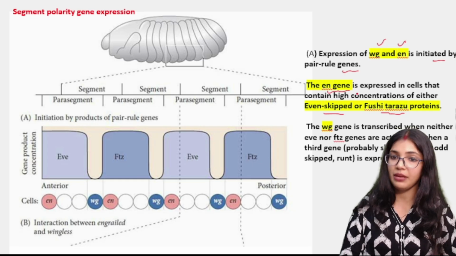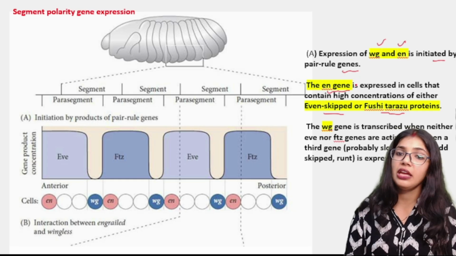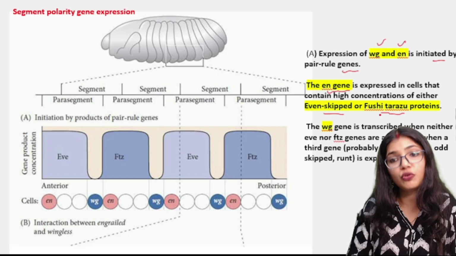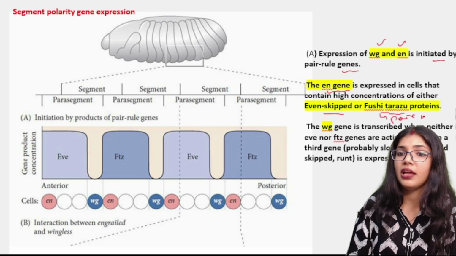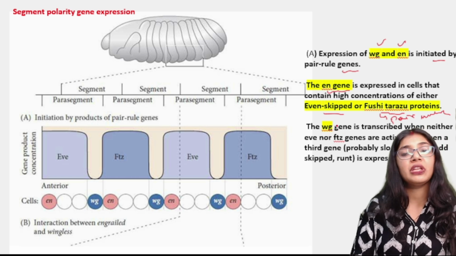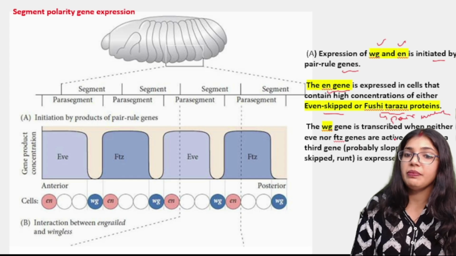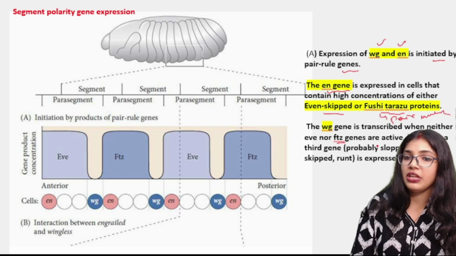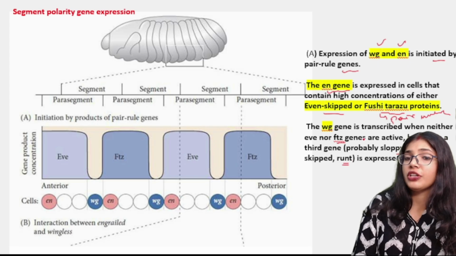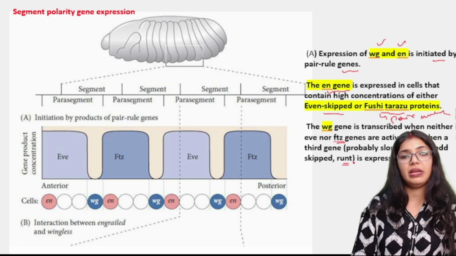The engrailed gene, which is a segment polarity gene, will be synthesized when there are even skipped and fushi tarazu. What are even skipped and fushi tarazu? They are pair rule genes. Now the next protein is the wingless protein, which is a segment polarity gene. The wingless protein will be transcribed when genes like FTZ are active. Next are sloppy paired, odd paired and runt. When there is a higher concentration of these proteins, then the wingless protein will be expressed.